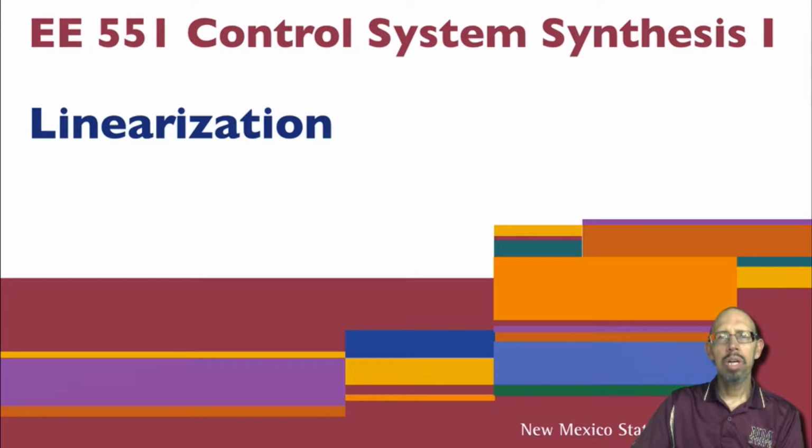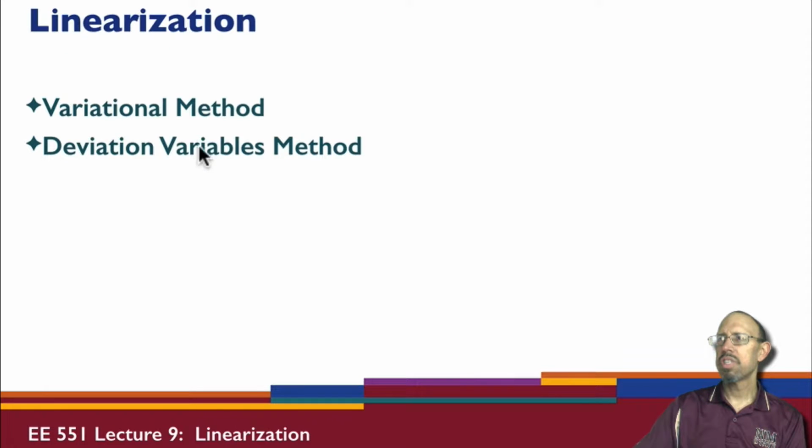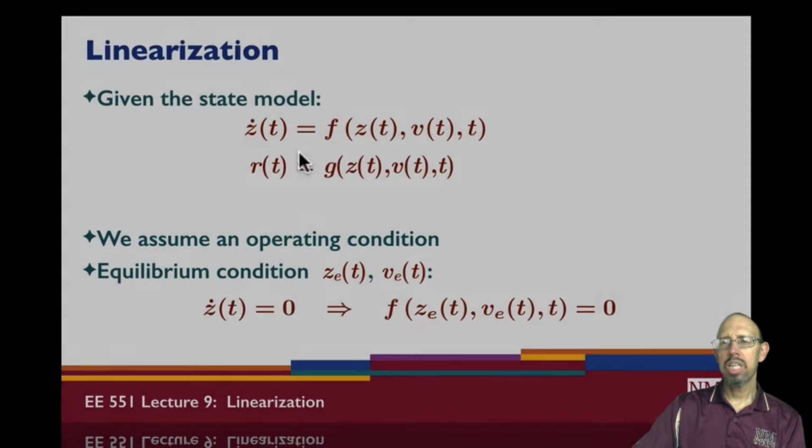I mentioned that one form of a system can be a nonlinear system. So the question is, how do we work with a linear system if we're given a nonlinear system? This process is called linearization, where we can get a linear approximation of a nonlinear system. There are a couple of methods of working with this type of system: a variational method and a deviation variables method. In a sense, we're actually going to be using both methods, but these are the approaches we would take.